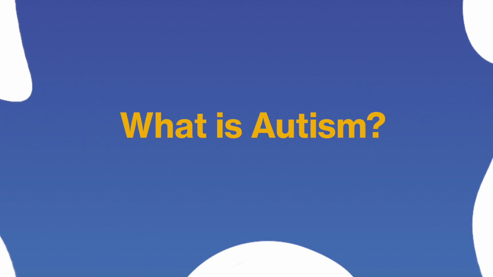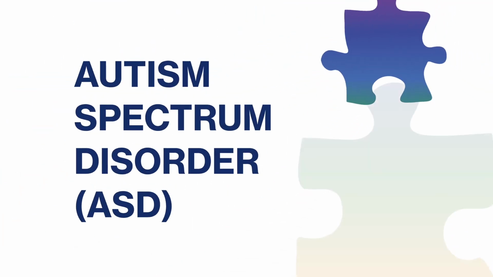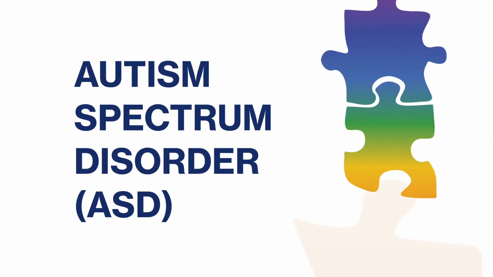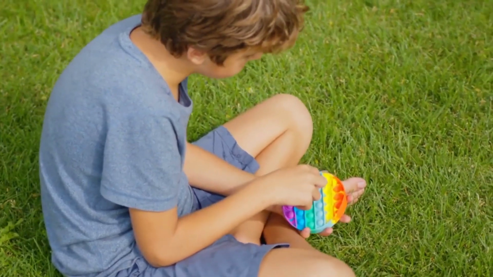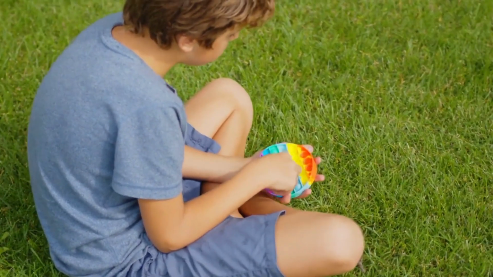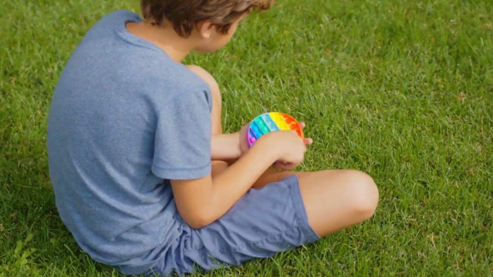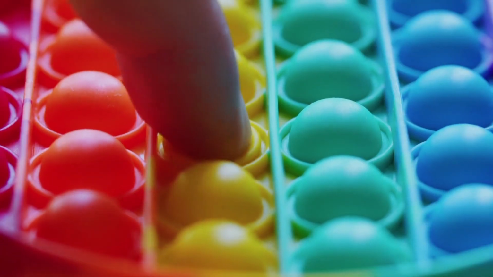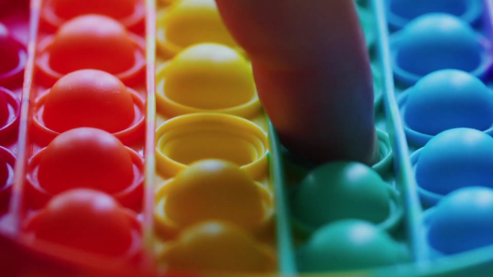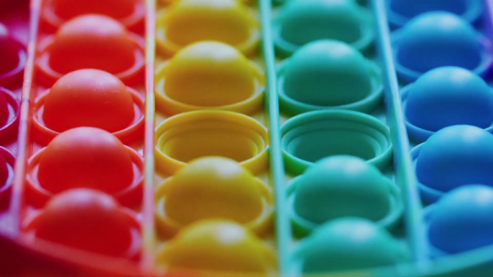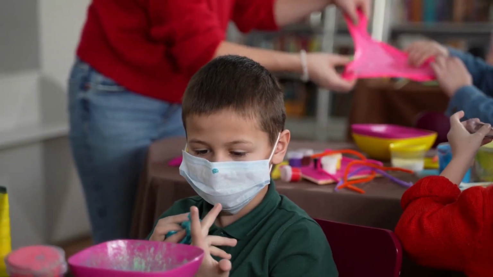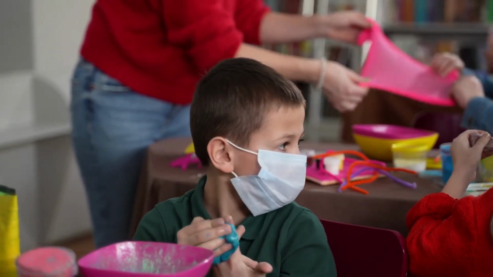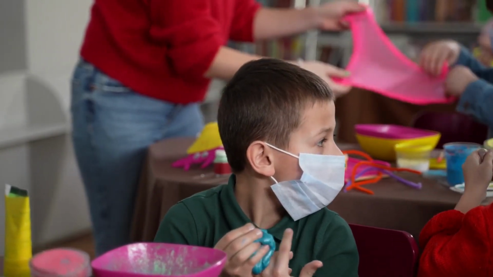What is autism? Autism spectrum disorder, ASD, or autism affects how an individual communicates with and relates to others. Autism also plays a role in how they perceive and make sense of the world around them. There are varying degrees of autism, and it presents on a wide spectrum, which means each individual with autism is unique and no two people on the spectrum experience the world in the same way.